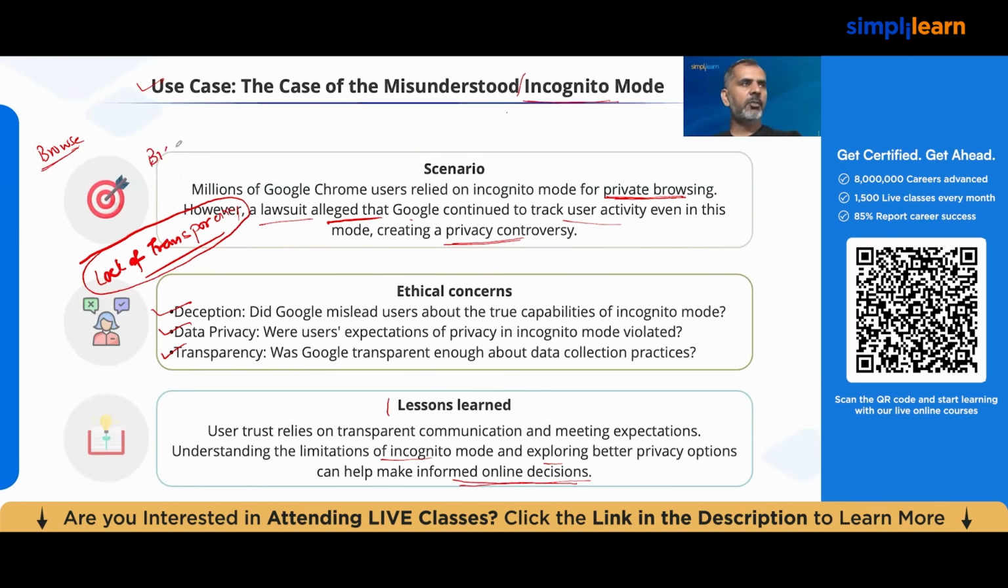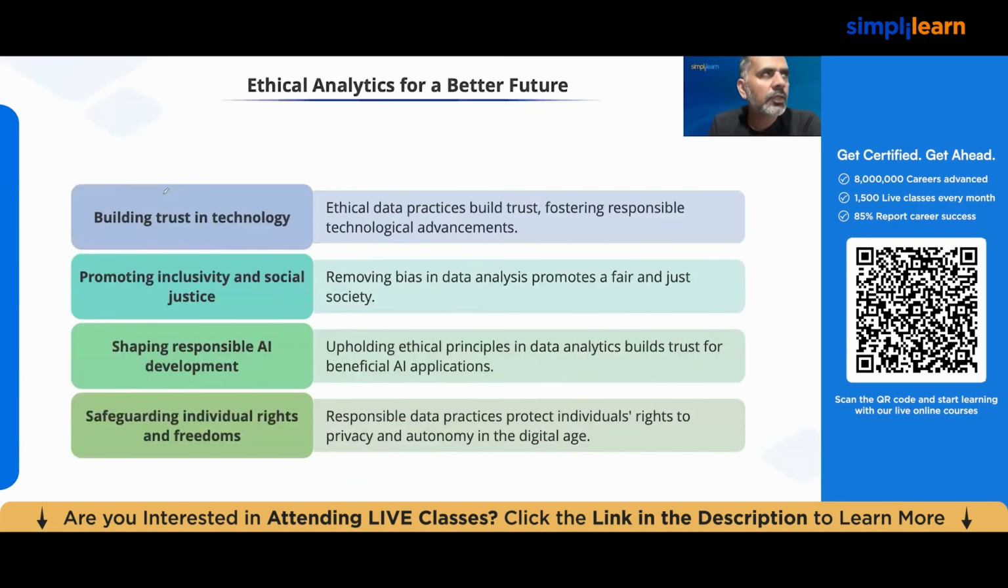So these are the three major areas where we talk about the practices of data ethics in data analytics. One is related to bias and discrimination. Second one is privacy, and third one is transparency, guys. So now we can talk about ethical analytics. Ethical analytics means data ethical practices in data analytics for a better future.